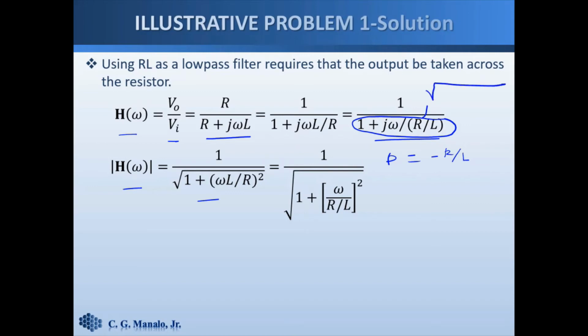square root of 1 plus omega divided by R over L squared. Okay, so there's a square here, and when we simplify this, we will arrive to this one, and simplifying further, we will get this one.